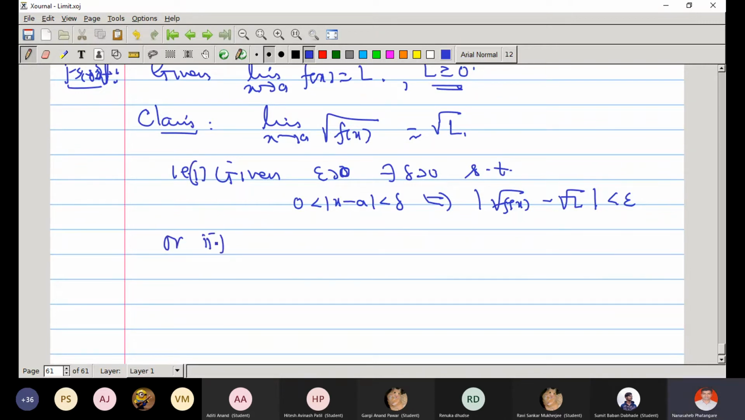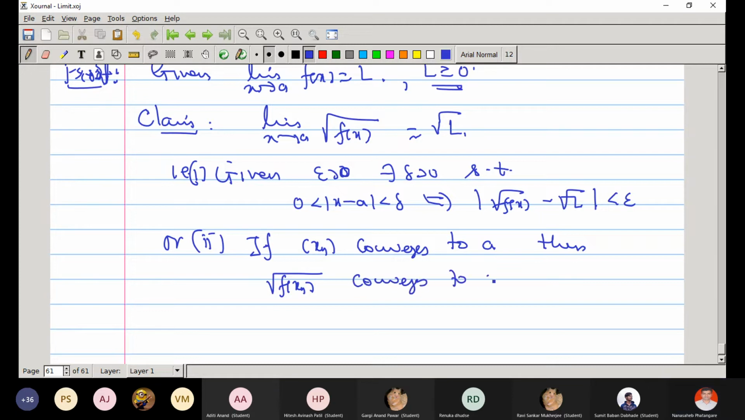Or what is another way? If xn converges to a, then what do we want to prove? If f of xn converges to root n, both things are true, same. By sequential criteria, if you choose any sequence xn converging to a, then look at square root of f of xn. If that converges to L, if it is true for any sequence, then we can say that the limit of this function root fx is root n. Do you understand what I am saying?